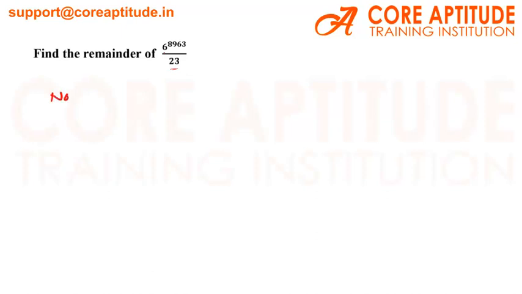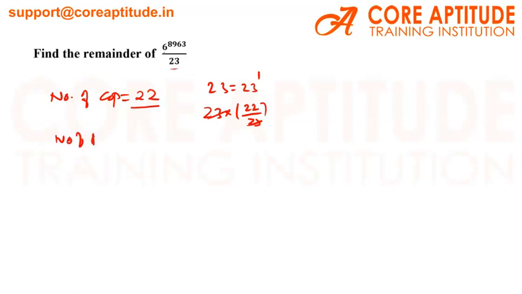So the number of co-primes will be equal to 22, because 23 can be written as 23 to the power 1. So I can write 23 into 1 minus 1 by 23. So 22 by 23, so 23 and 23 will get cancelled. So the number of co-primes for 23 will be 22. For any prime number, the number of co-primes will be the prime number minus 1. So for example, here 23 is a prime number. The number of co-primes will be 22. For 17, the number of co-primes will be 16.